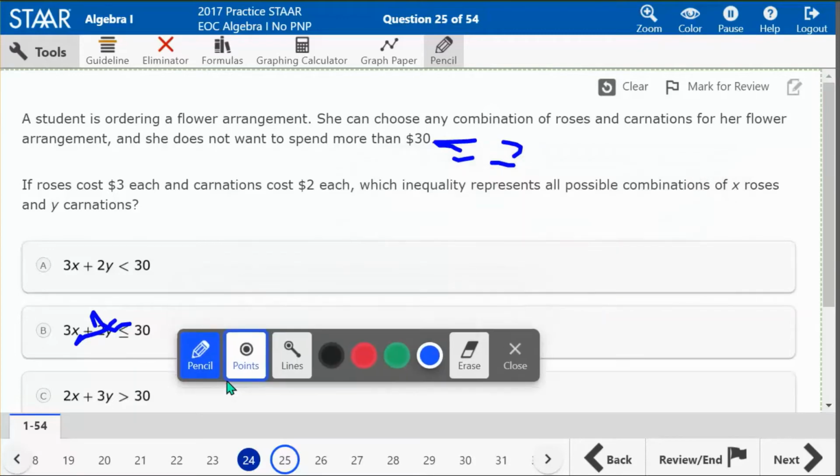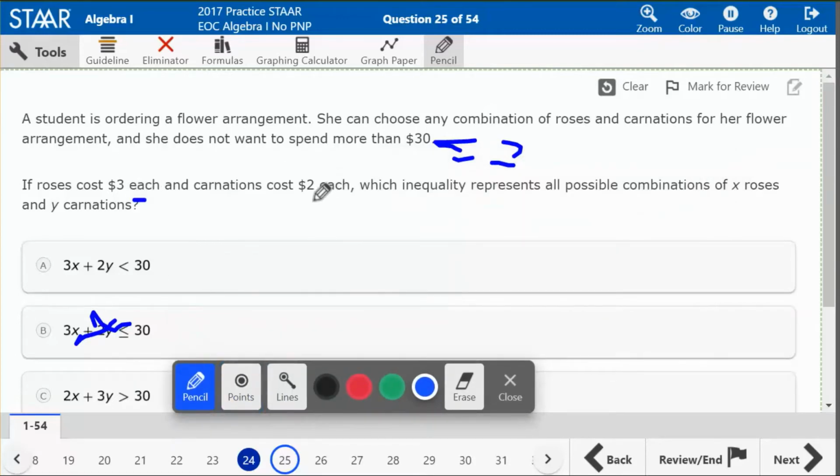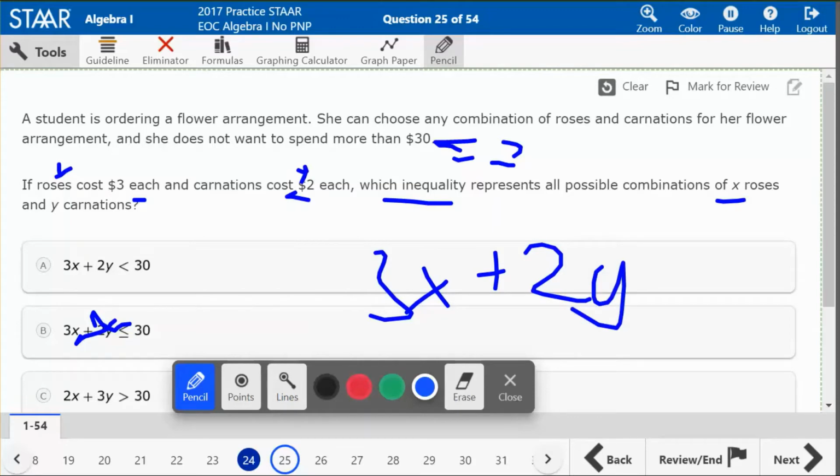If roses cost $3 each and carnations cost $2 each, which inequality represents all possible combinations of x roses and y carnations? We know roses is x, and y carnations, so y. So 3x plus 2y cannot exceed 30, right? So basically, it cannot be this sign, right? Because 3x plus 2y is the total cost of the flowers, and this is 30 on the other side here. But we know it has an equal to sign.